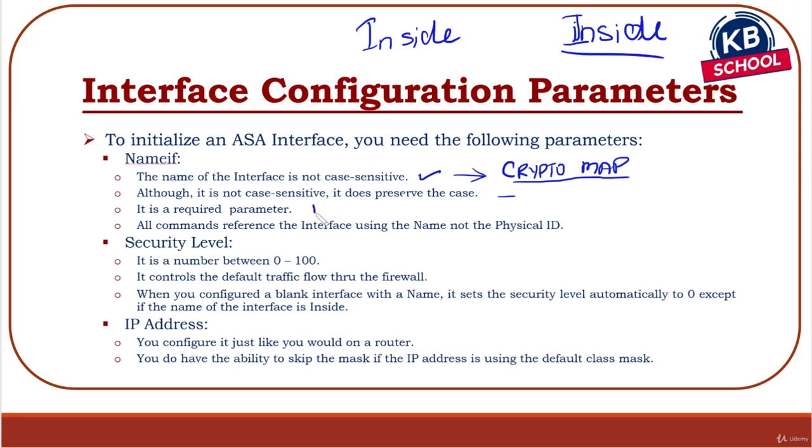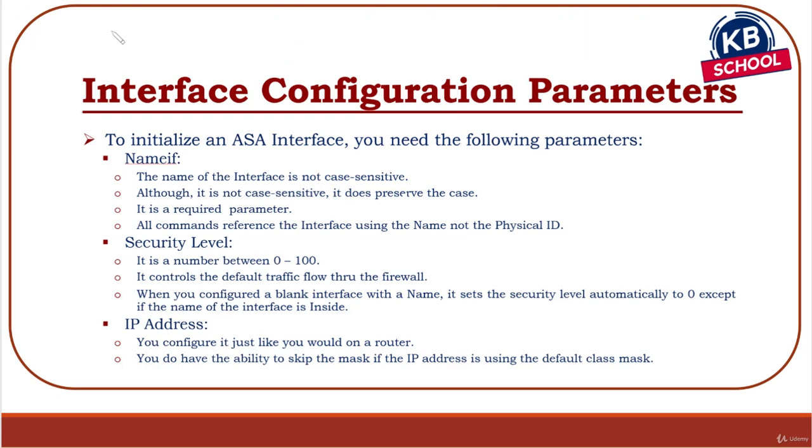It is a required parameter, and from this point on, all the commands, let's say I want to do a route command, I would use a route command along with the exit interface. So I would have to say inside or outside or whatever name I gave to the interface. I need to tell it which is the exit interface. And the exit interface is not going to be the G0/0 interface. It's going to be the name of the interface that you assigned over here. That's what I mean, it's not going to reference the physical ID. I'm going to reference the inside interface.